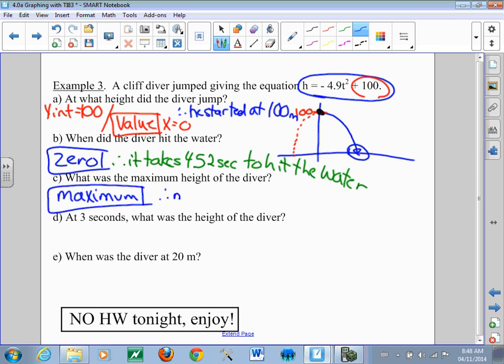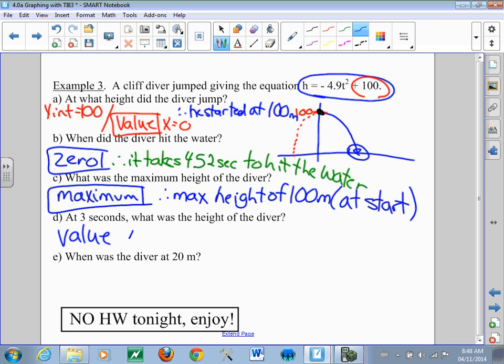Okay, therefore max height of 100 meters. And I'm just going to put down in brackets at start. Because some quadratics start like that, okay? At 3 seconds, what was the height of the diver? So that's going to be a value question. And you enter in x equals 3.